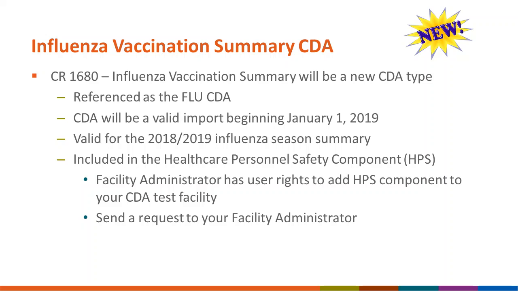It will be a valid CDA import after January the 1st, so that means you will be able to import your 2018-2019 influenza season summary via CDA import. For your development, the HPS component has been added to most test facilities. If you still need an HPS component, please send an email to the CDA mailbox. Next slide.